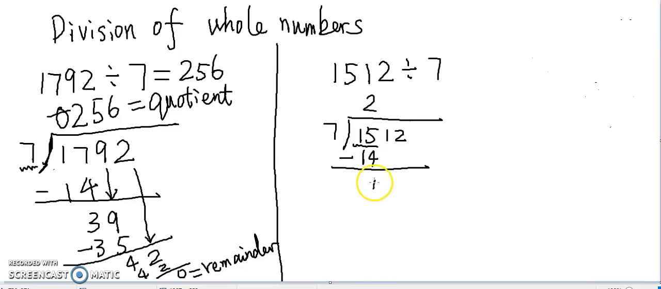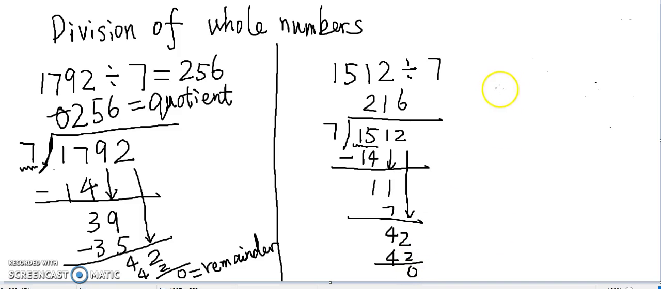And 5 minus 4 is 1. We copy down another 1 and do it again. So 7 goes into 11 only 1 time, and we will get 7. 11 minus 7 is 4. And we copy down the next 2. And 7 goes into 42 6 times. So 7 times 6 is 42, and we get 0. So the answer is 216.